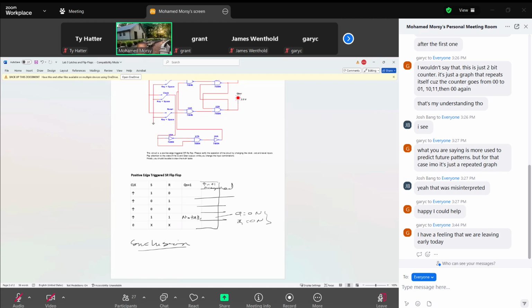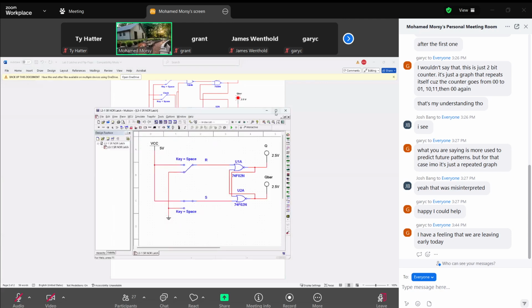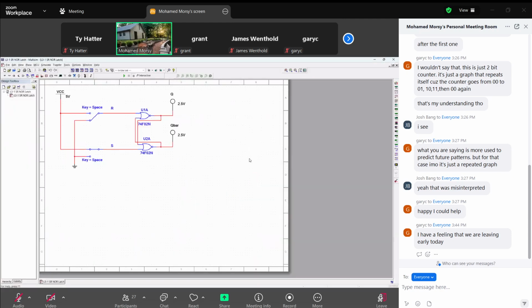Okay. But again, this needs to highlight this case for 1-1. Everyone sees the simulation here? I see. Okay, good.